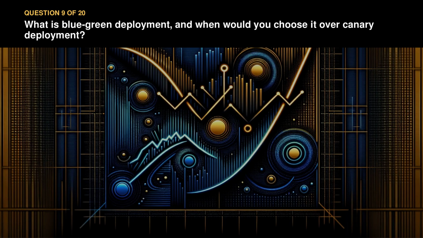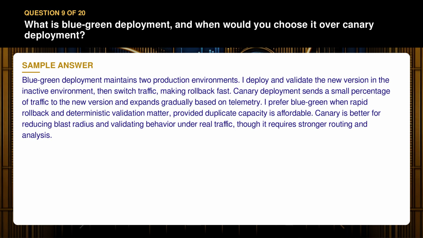Question 9. What is blue-green deployment, and when would you choose it over canary deployment? Blue-green deployment maintains two production environments. I deploy and validate the new version in the inactive environment, then switch traffic, making rollback fast. Canary deployment sends a small percentage of traffic to the new version and expands gradually based on telemetry. I prefer blue-green when rapid rollback and deterministic validation matter, provided duplicate capacity is affordable. Canary is better for reducing blast radius and validating behavior under real traffic, though it requires stronger routing and analysis.